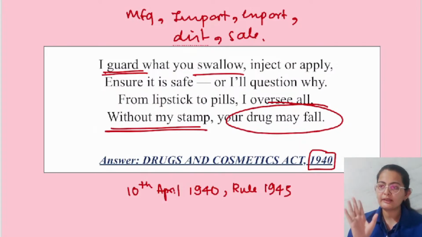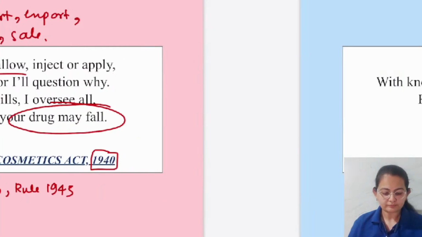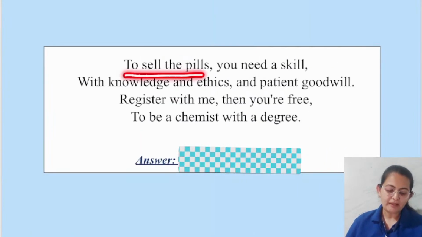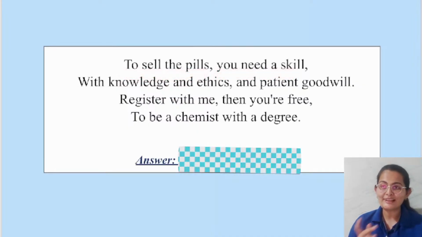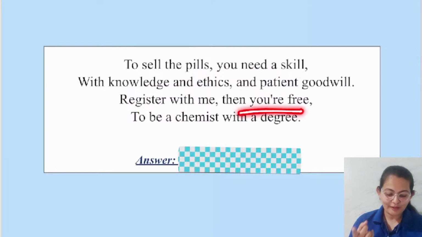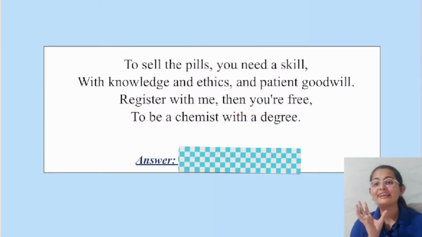Let's go for the next riddle. All of you ready? Let's go. The next riddle is in front of you. To sell the pills, you need a skill. With knowledge and ethics and patient's goodwill. Register with me, then you are free to be a chemist with a degree. Can you tell me who am I? Which act am I?